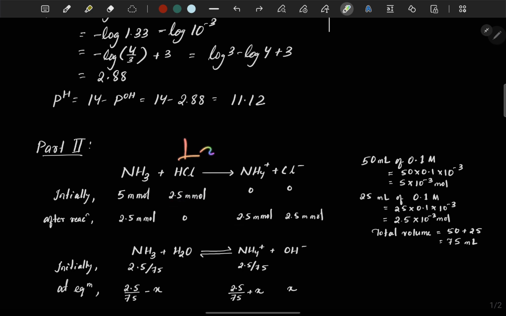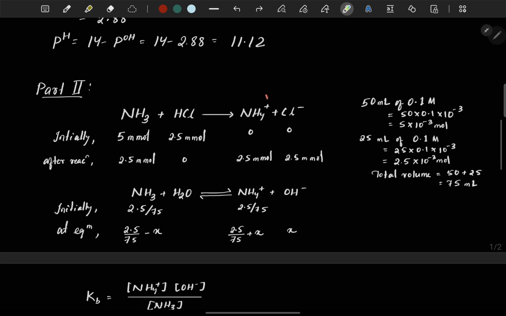Again, 1 HCl reacts with 1 ammonia. So 2.5 millimole HCl will react with 2.5 millimole ammonia. So the amount of ammonia, initially it was 5, out of which 2.5 millimole reacted. So the new amount will be 5 minus 2.5, which is equal to 2.5. So with this ammonium ion and ammonia, again there will be equilibrium. We all know ammonia plus water gives rise to ammonium ion and hydroxide ion.